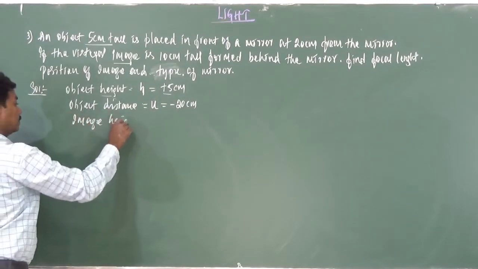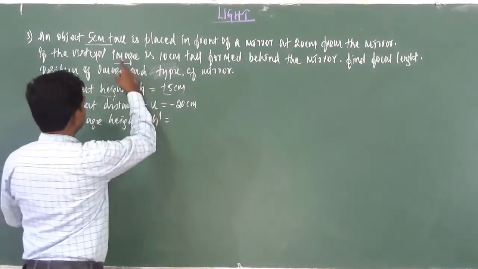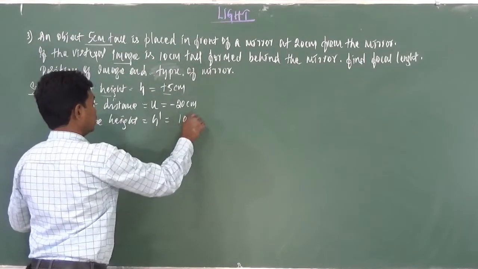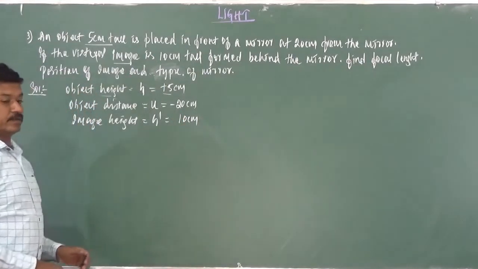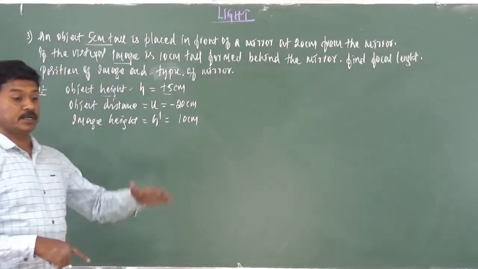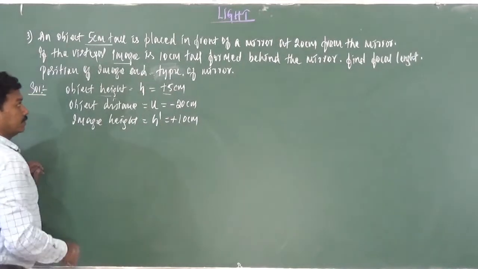Image height h dash is equal to 10 centimeters, that is what the virtual image is, 10 centimeters tall. So here, according to sign convention, 10 centimeters is also positive, because it's a virtual image formed above the principal axis. So it is plus 10 centimeters.